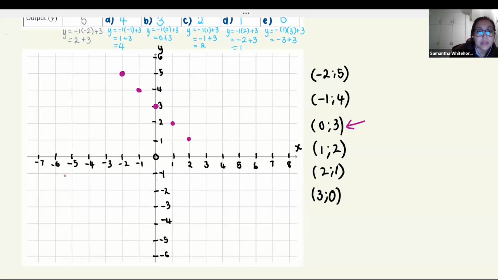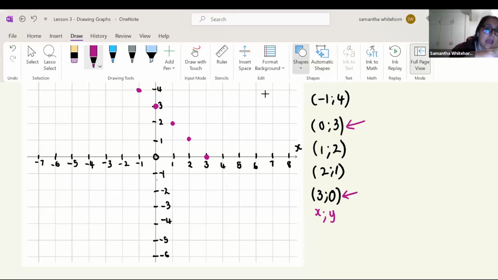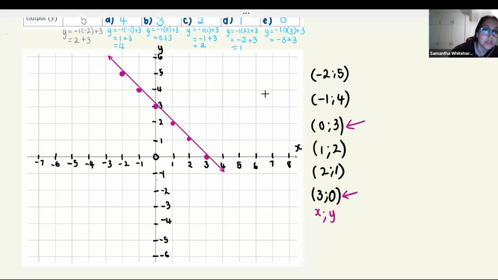Now, this last one, again, we just need to be careful. It's at 3, 0. So 3 is my x, 0 is my y. So I go along to 3 on my x-axis, but y stays at 0. I stay on this x-axis. So I plot my point on the x-axis at 3. Now I can see quite nicely here that this is once again going to be a straight line, and we draw our straight line joining our points.